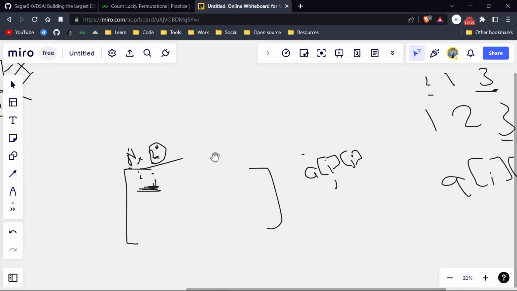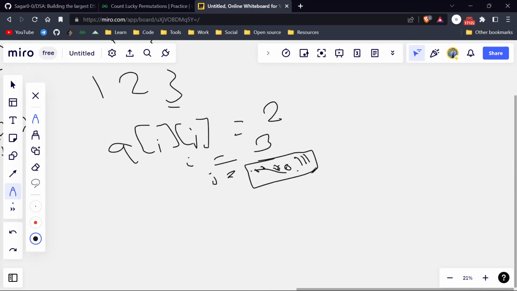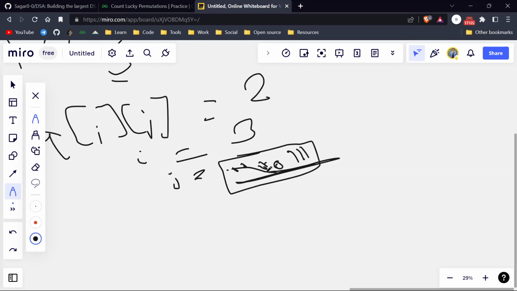And that is the reason for creating this 2 to the power n length array, because the maximum value of j will be equal to 2 to the power n, and that is the total number of combinations we can make with these numbers.